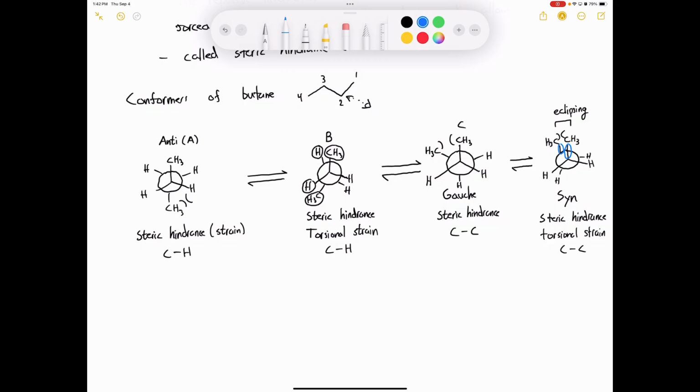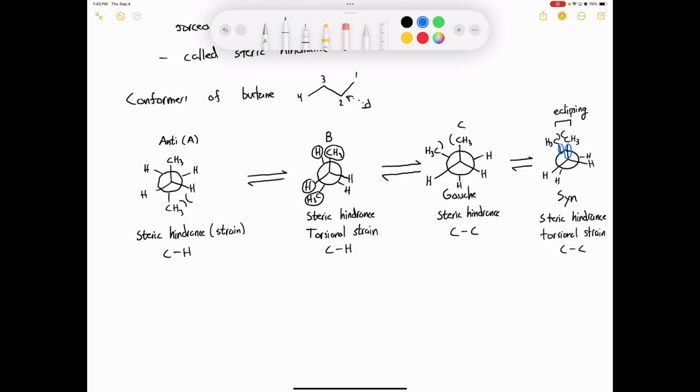So that's why there's no torsional strain on the third one because they're not eclipsing? Yes, exactly. In the non-eclipsing ones, there's only steric strain because of the groups' proximity to each other, the methyl groups and the hydrogen. But on the eclipsing one, when they're eclipsed, that's the additional factor that makes it unstable. Good. Okay. Now let's talk about the stability.